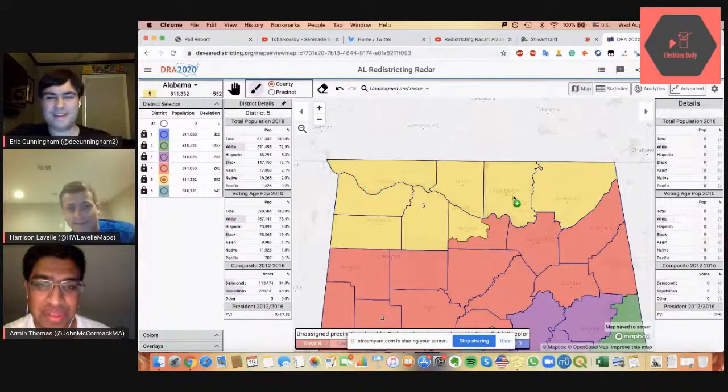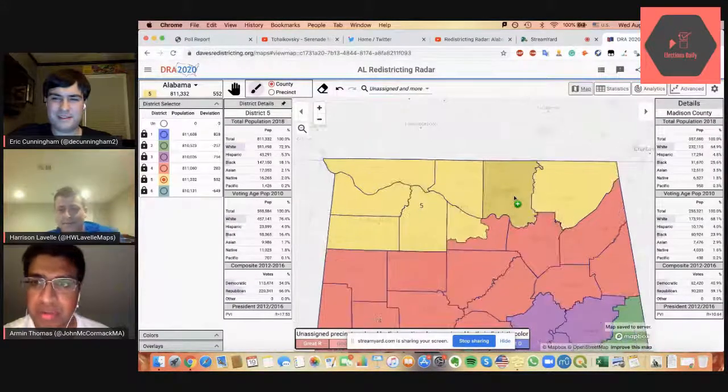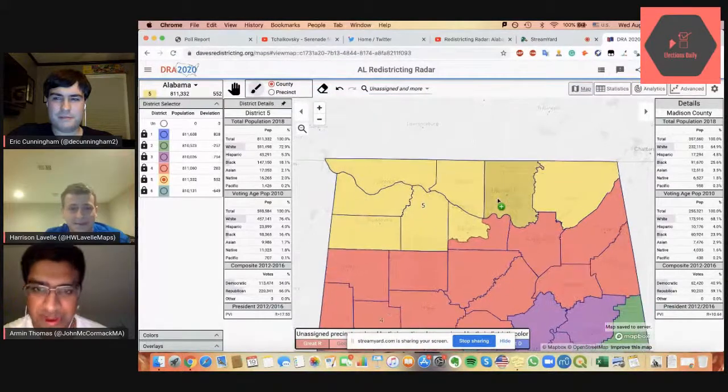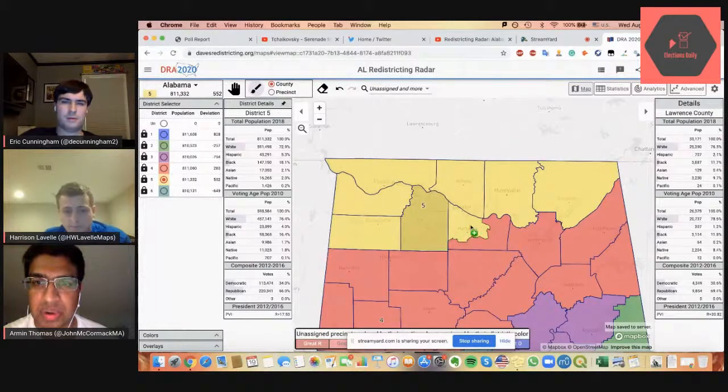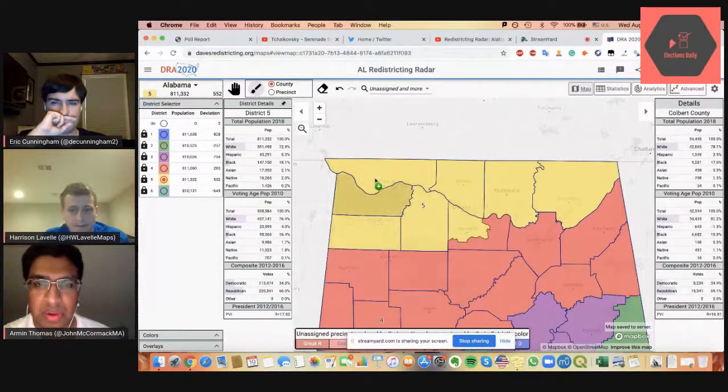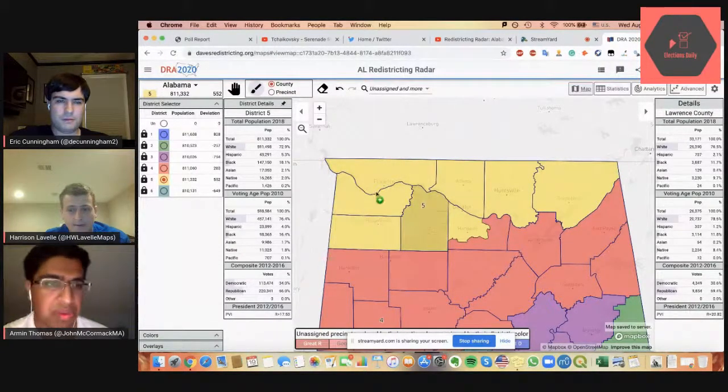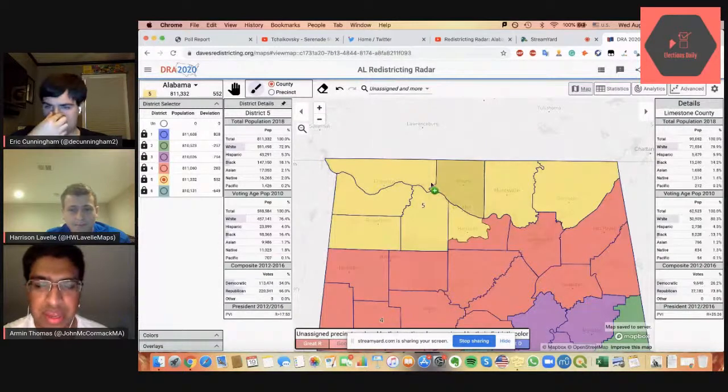So the 5th has two important communities of interest. Historically that's Huntsville, which was somewhat Republican back in the day, and then the Tennessee Valley, which is these counties over here: Lauderdale, Limestone, Colbert, Lawrence, and Morgan. Franklin historically was in the 4th, but because of the expansion of the seats, this has to be it.